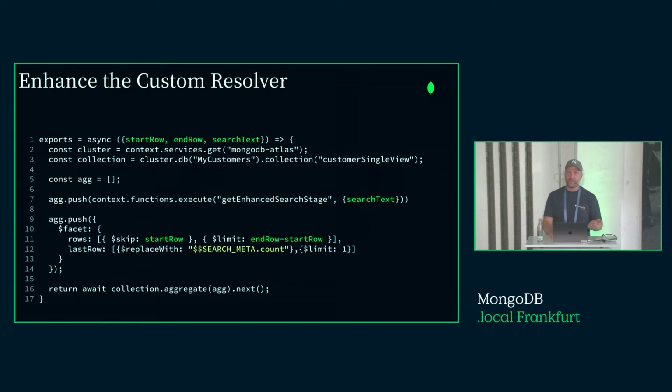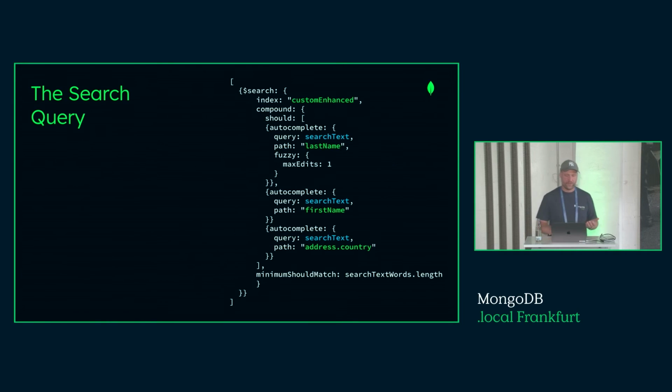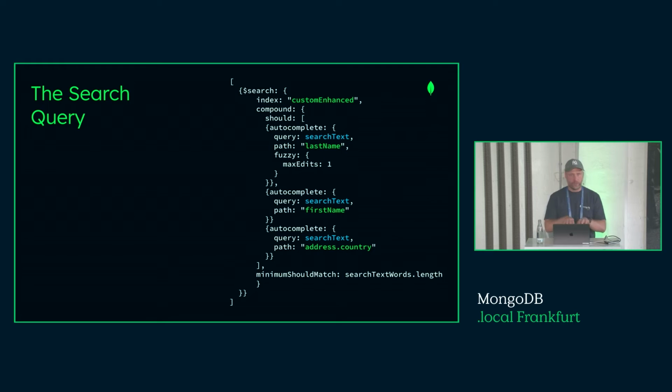And what's inside this function, get enhanced search stage on line 7? It's just this one. We get in the search text, which is highlighted in blue color here. And I just do an autocomplete search, for example, on the last name, first name, and on the country. Then I count the words and set the minimum should match to the number of words I have in my search text. And that leads exactly to this behavior. The more you type, the fewer results you have. That's what we know from most applications. And I was really amazed how easy this was to implement, because I had to remember how hard it was doing it before without such a platform.